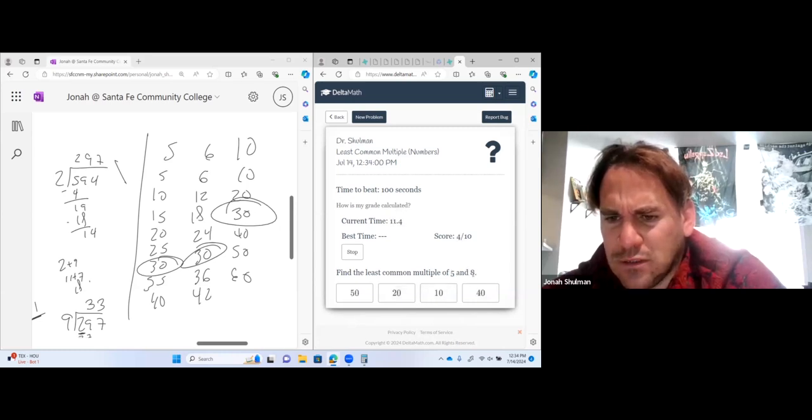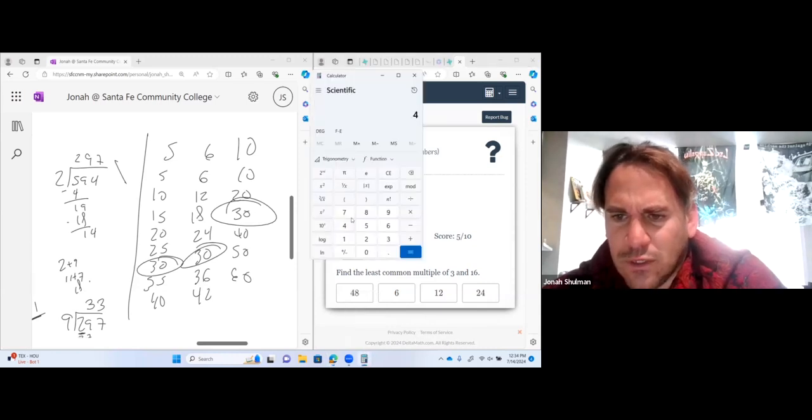5 and 8. I'm going 40. 3 and 16. 16 is 24. No, it's not. Is it 48? I think it's 48. What's 48 divided by 16? I'm pretty sure it's 48.